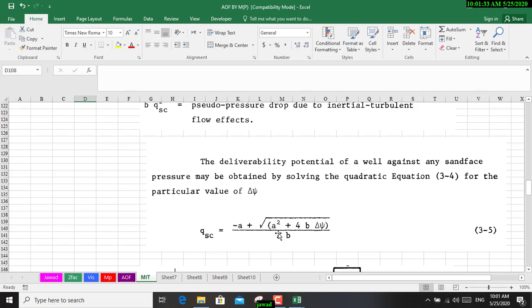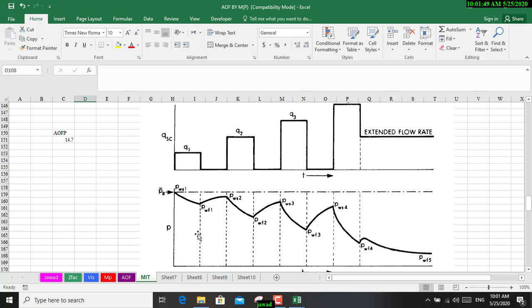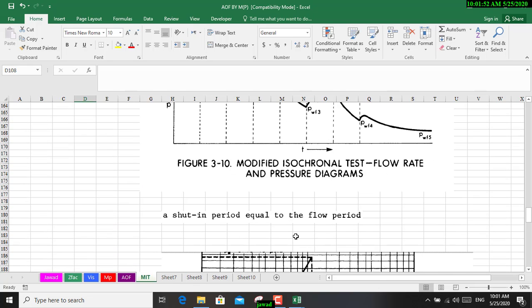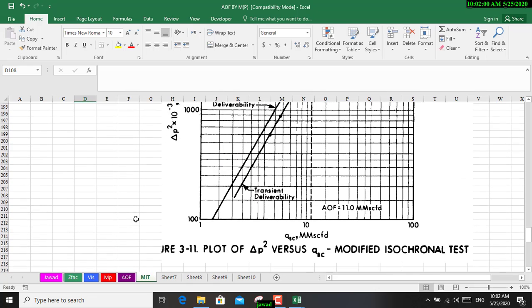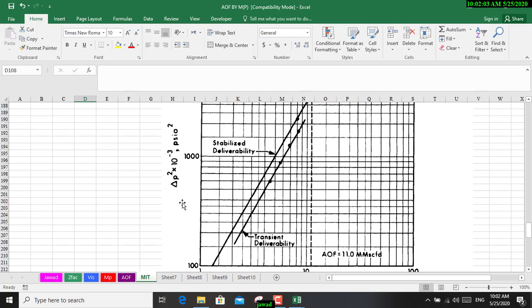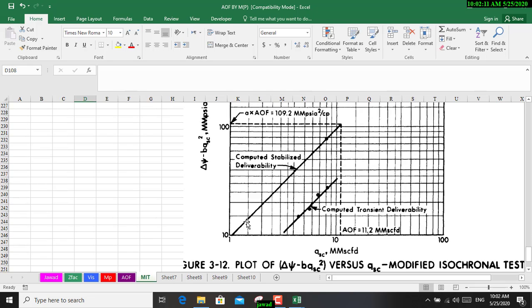find A and B, and then calculate Q. And with delta psi, I can get the open flow potential too. I will show it to you. This is the isochronal, modified isochronal test. Shut-in period equal to flow period. So you have to take this subject in gas well testing, a lot of testing of gas wells. Plot of delta P squared, in terms of delta P squared or in terms of psi. I prefer to use psi.